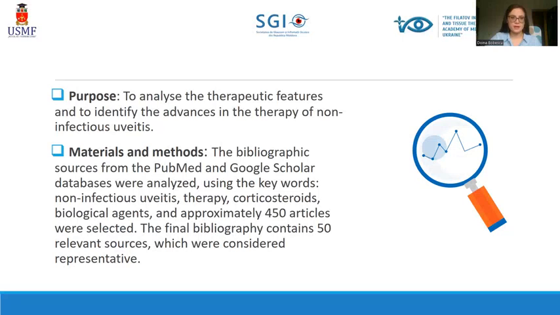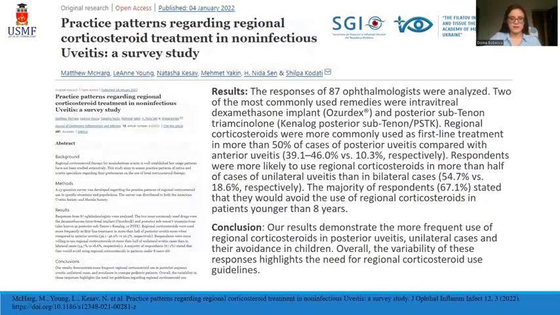We studied up to 450 articles from PubMed and Google Scholar, using keywords non-infectious uveitis, therapy, corticosteroids, biological agents, and we selected 50 relevant sources, which were considered representative. Here we present a list of them with some results and interesting facts. First one, practice patterns regarding corticosteroid treatment in non-infectious uveitis, a survey study.